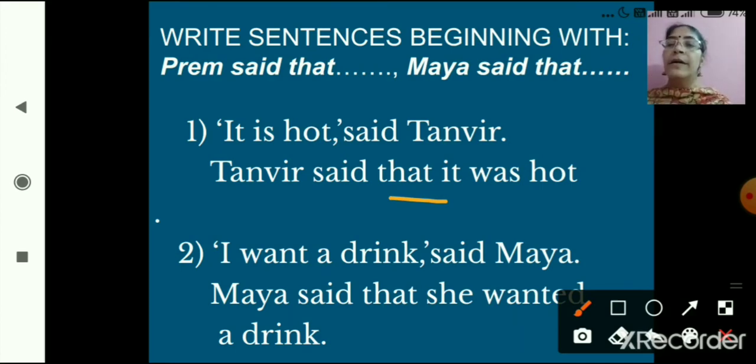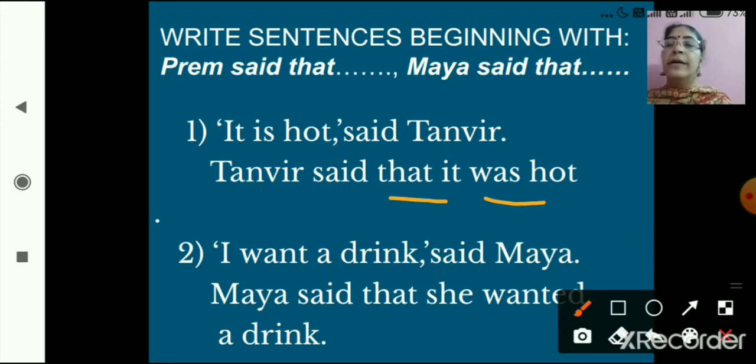And the speech "it is hot" is already said, so you are conveying it now. So you have to change it into past tense. The word is will become was. Correct? Very good. So what will be your answer? Tanvir said that it was hot. Okay?